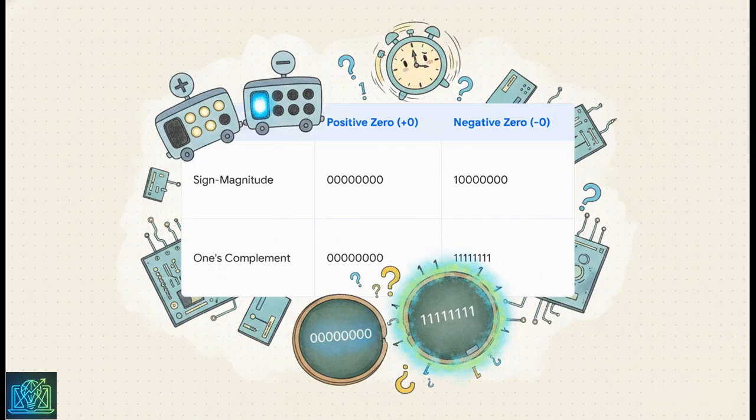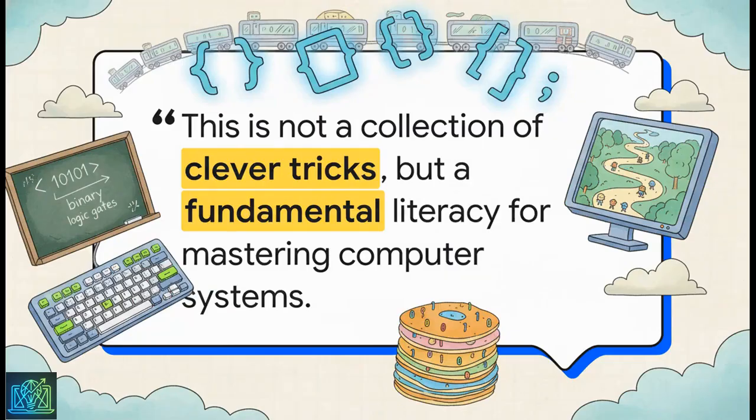This was a total nightmare for the hardware. How can a computer check if something is 0 if there are 2 different versions of 0? It's just confusing. And hey, let me just pause and say this. If this part feels a little confusing, that is 100% normal.